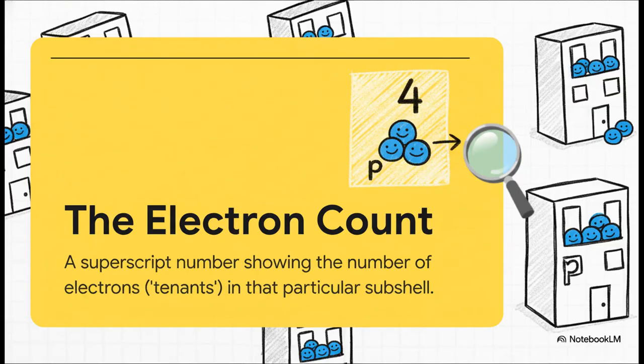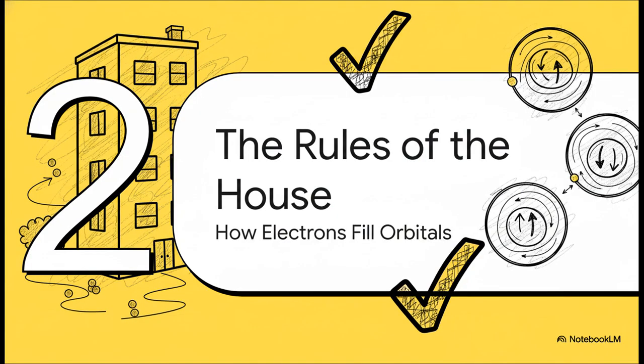And the last piece of the puzzle is that little number written up top, the superscript. This one's easy. It just tells you how many electrons or tenants are living in that specific subshell. So if you see 2p4, it just means you've got 4 tenants living in the p-style apartments on the second floor. Simple as that.